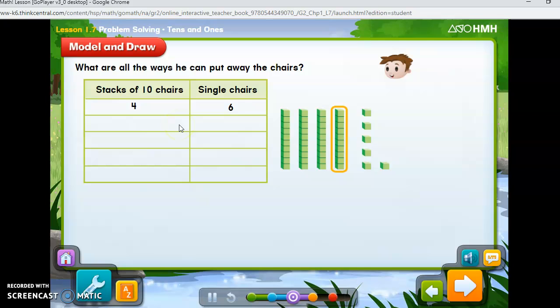To find another way he can put away the chairs, you can trade a 10s block for 10 1s blocks. Record this in the table. 3 stacks of 10 chairs and 16 single chairs.